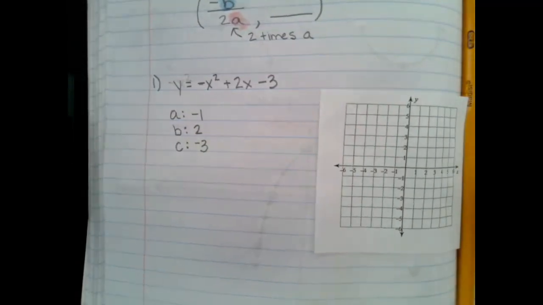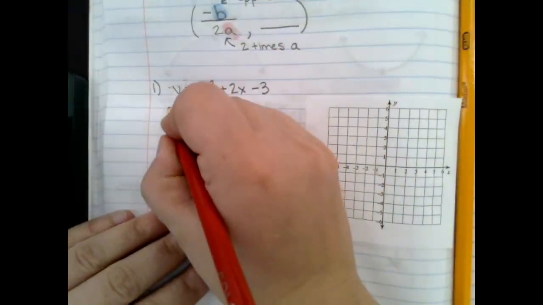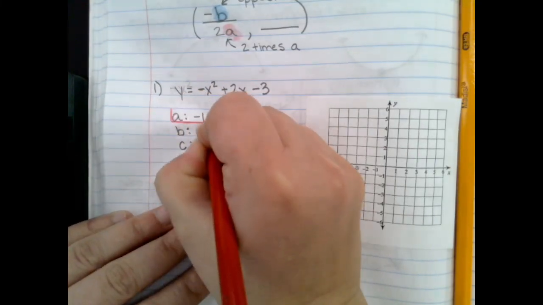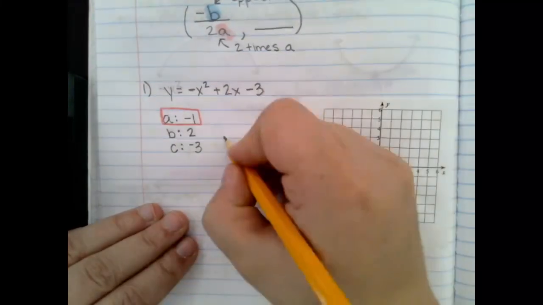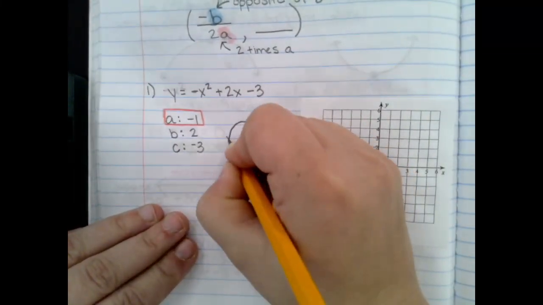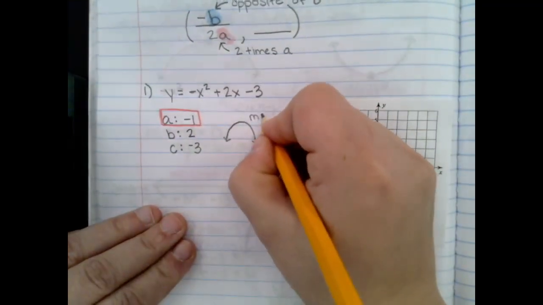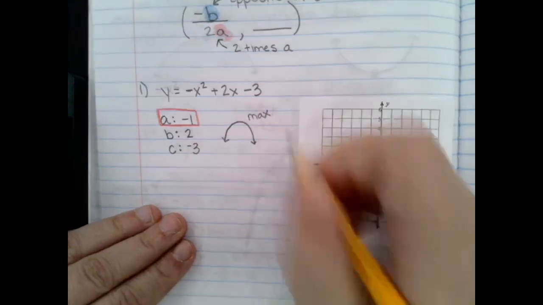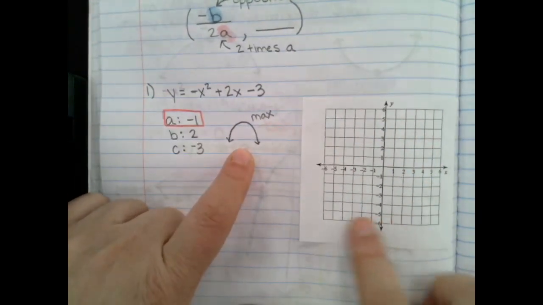All right, so let's take a look at that. A couple of things it tells us. If I look at my A, it's a negative 1. Is this going to be a happy face or a frowny face? Good, frowny face. If it's a frowny face, is that a minimum or a maximum? Maximum. So this is a good way for us to double check when we're done, to make sure that we have a maximum.